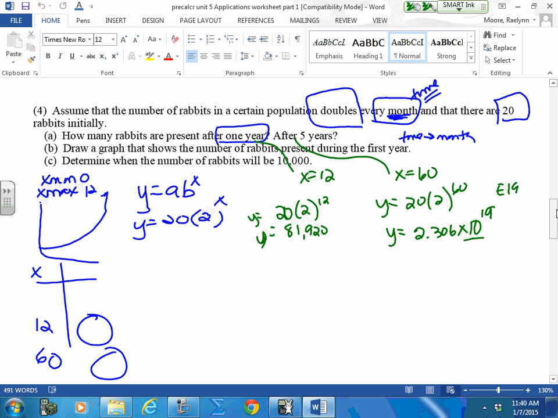Determine when your rabbits will be 10,000. That's the 10,000 goes in here. And just graph it. Graph your 10,000. Now you may have to expand your X max. In this case, you didn't. In this case, we didn't have to. Because after 1 year, there were 81,000, so it has to be before 1 year is over, right? So you would make it on your graph.